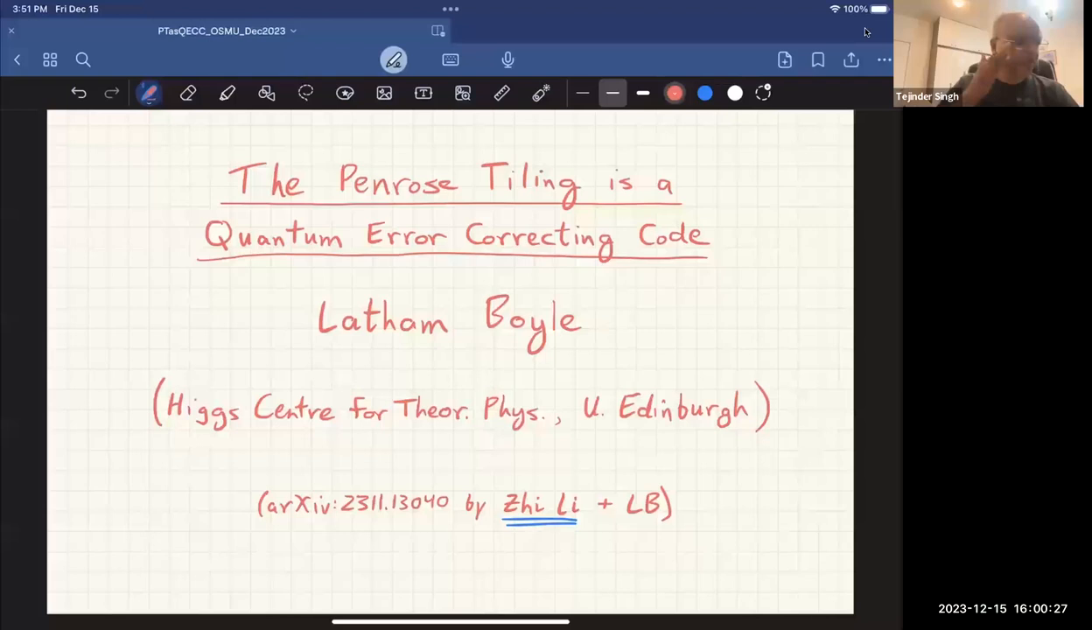Very happy to welcome Latham Boyle to give the 23rd OSMU lecture. It's interesting, in 2023, we had exactly 23 lectures. This will be the final lecture of this year, and we start in February next year. Latham is currently a researcher at the Higgs Center for Theoretical Physics of the University of Edinburgh. He moved there last year, and before that he was a faculty at the Perimeter Institute.